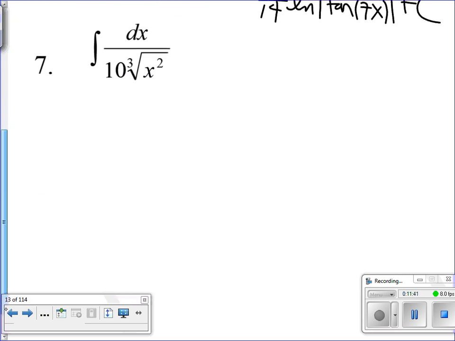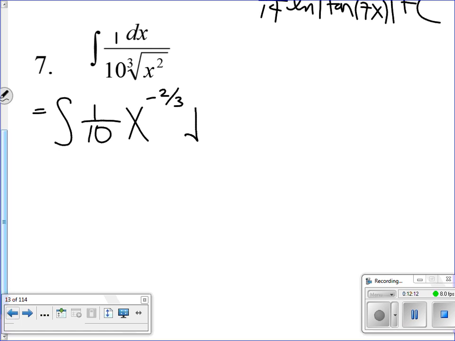All right, moving on to number 7. This one we can just rewrite. Let's just rewrite this as the integral of, remember, when you just have powers of x, you want to write them as the coefficient. Now it's not 10, it's 1/10 because the 10 is in the denominator. X to an exponent. Now it's power over root, so 2 over 3, but because it's in the denominator, it's negative 2 over 3. So by rewriting it, we can now use the power rule. And it doesn't matter whether you pull out the 1/10 or not. You get the same answer. I'll leave it in there.